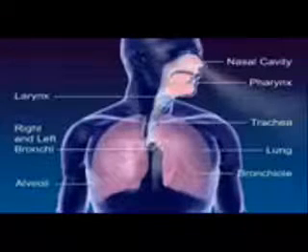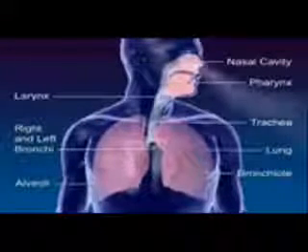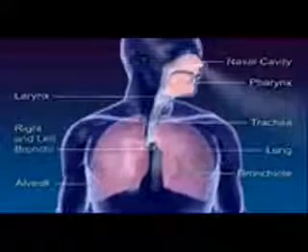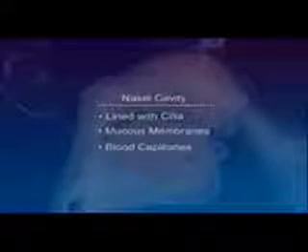The system moves air through the nose, pharynx, larynx, trachea, and bronchus to the alveoli where the gas exchange between oxygen and carbon dioxide occurs. Nares are the openings to the nose. The nasal cavity is lined with cilia, mucous membranes, and blood capillaries. The air is filtered by cilia, moistened by mucous membranes, and warmed by the blood. Air moves into the pharynx or throat, the common passageway for food and air. Air continues on to the larynx.